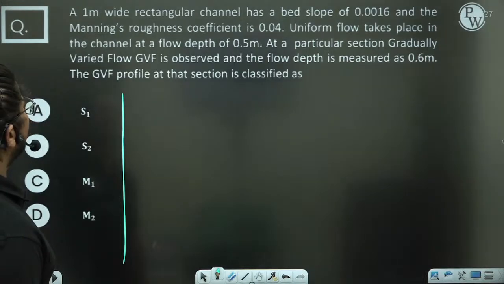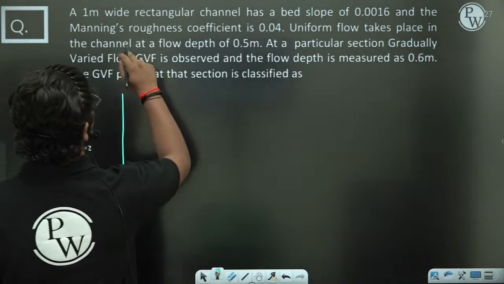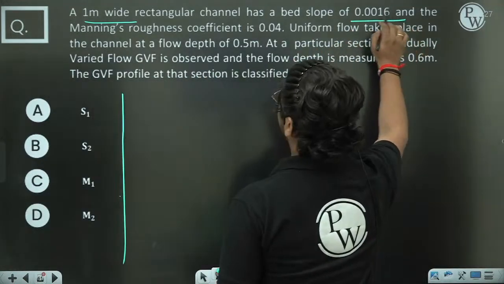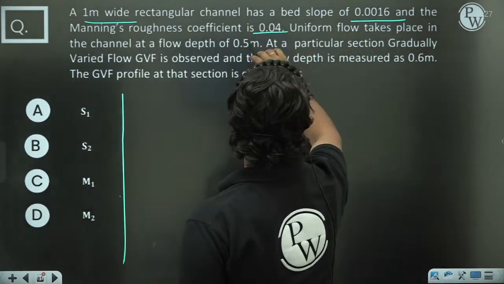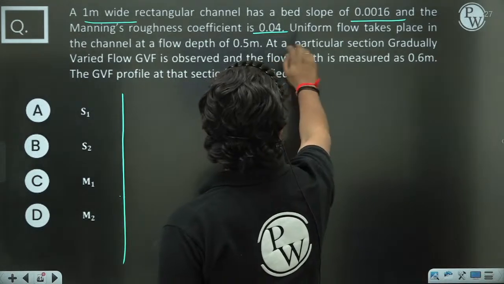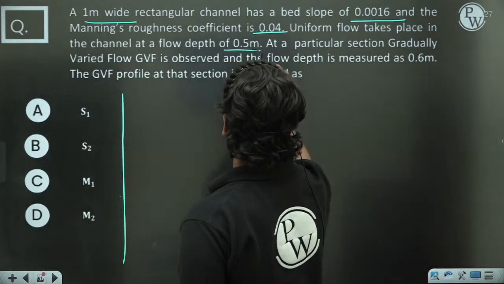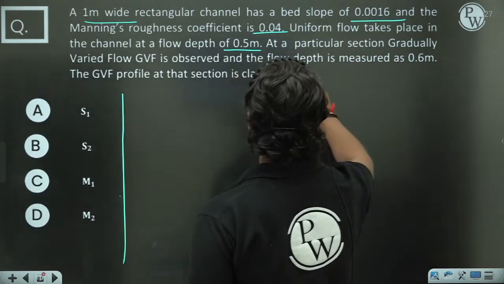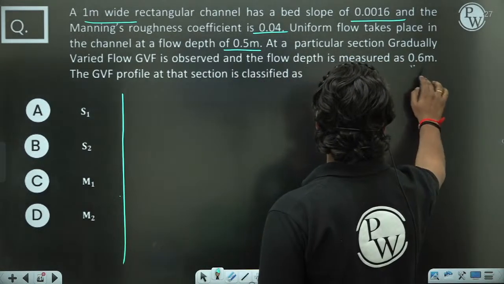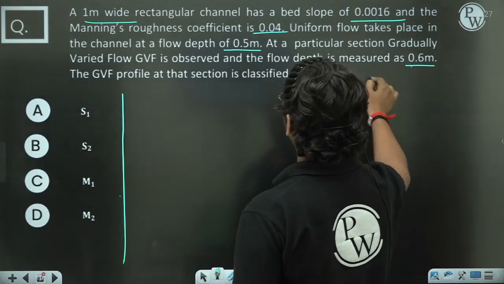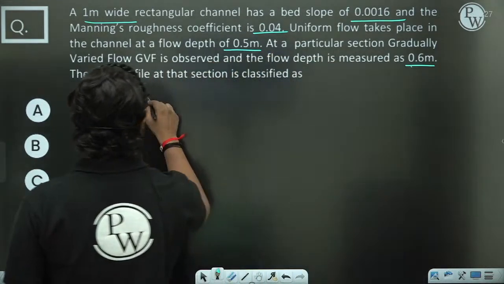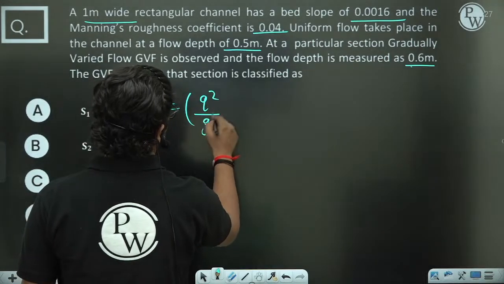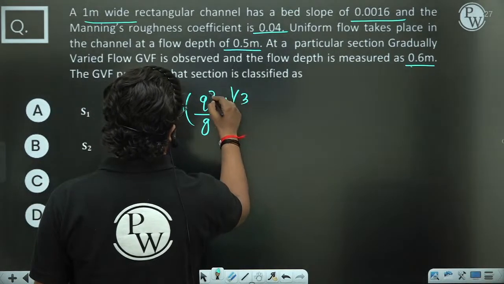So in that case, what we need to do here, we have B width, we have bed slope S naught, we have Manning's roughness N value, we have uniform flow taking place in a channel, so we have Yn value. At a particular section, a gradually varied flow profile is observed and the flow depth is measured as Y. So Y and Yn both we have, the only thing which we need is the Yc. For that we have the formula q squared upon g to the power 1 by 3.